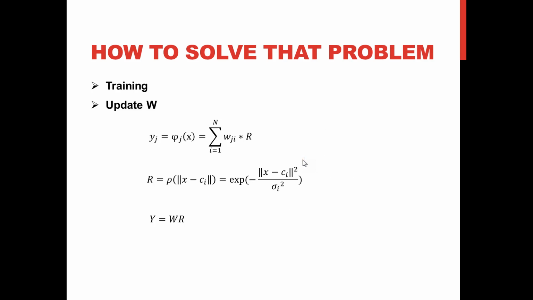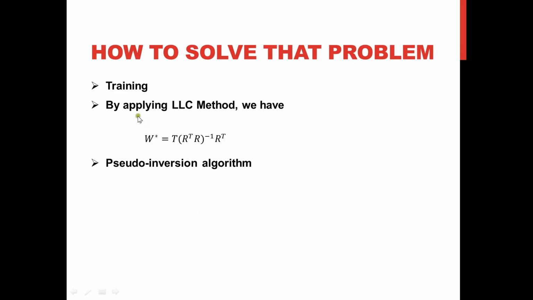Okay, so then let's just see how to train this classifier. First, we need to update W. How to update W is just the vector style of these two equations. By applying the LSC method, we have W star equal to this one. This is the training rule, called the pseudo inverse algorithm. This is demonstrated in great detail in my written report.